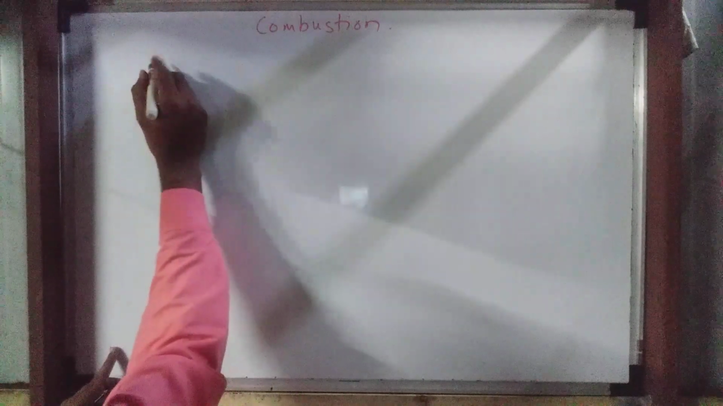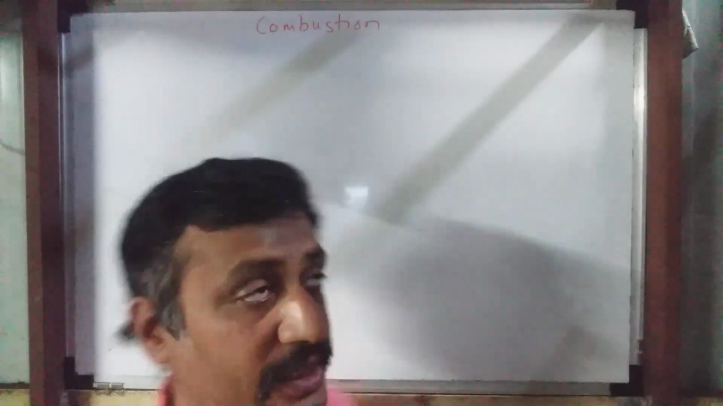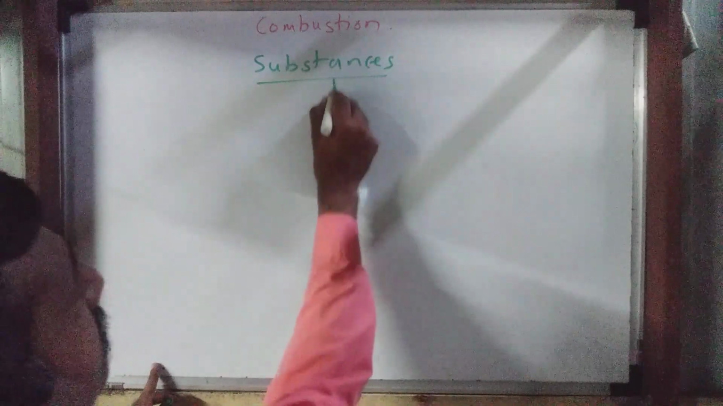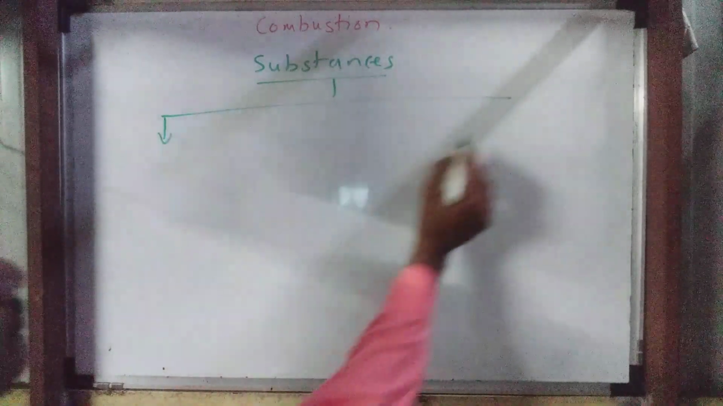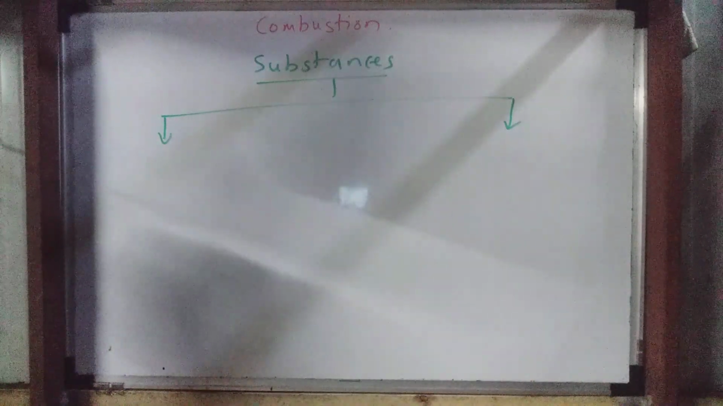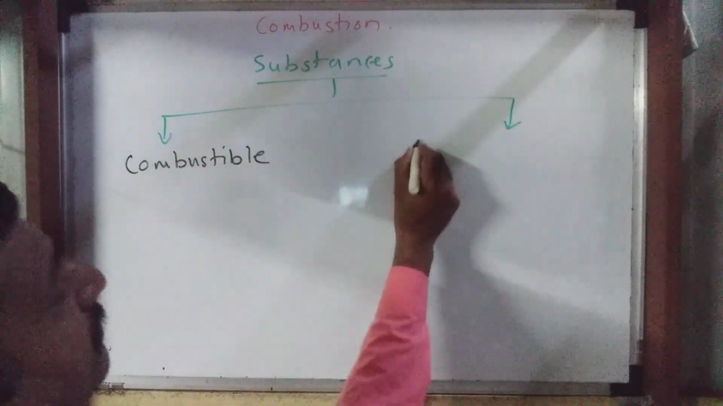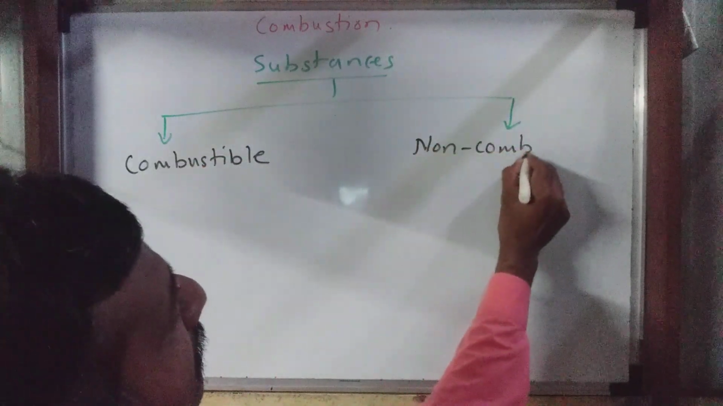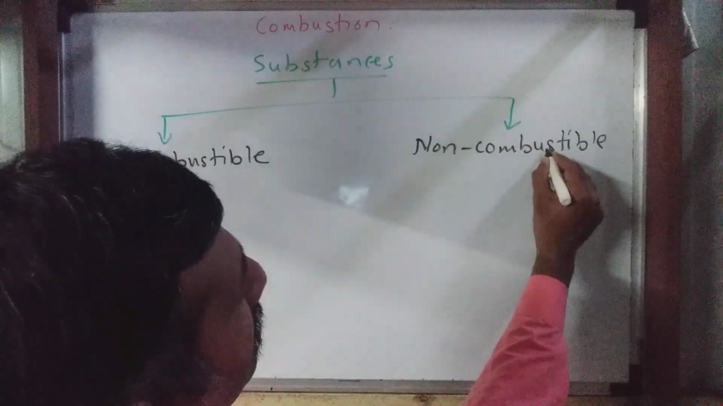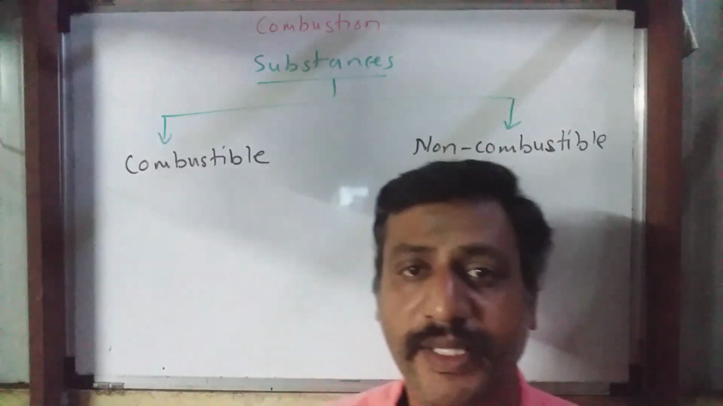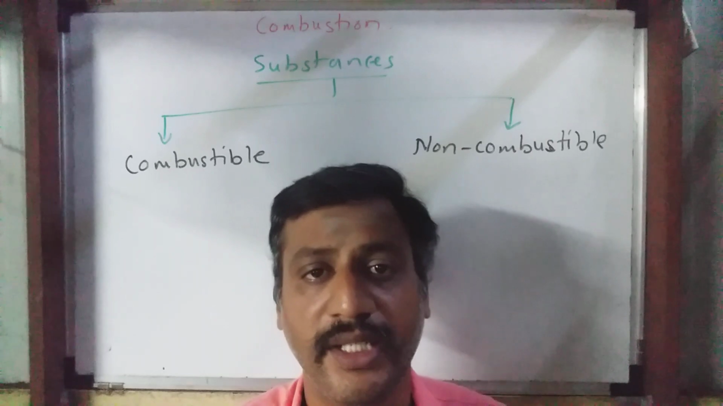The first thing in the topic, let me tell you, as per the ability to get burnt, as per the ability to get combusted, the substances are of two types. What are the types of substances? We are considering the ability to get combusted. So the substances are either combustible substances and non-combustible substances. Combustible substances are those which can burn, and non-combustible substances are those which can't burn.